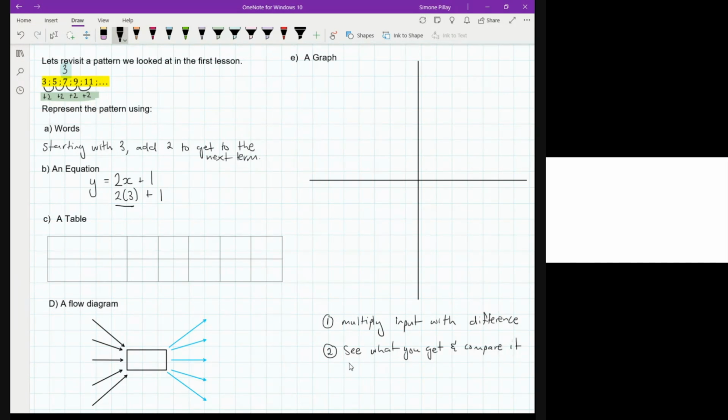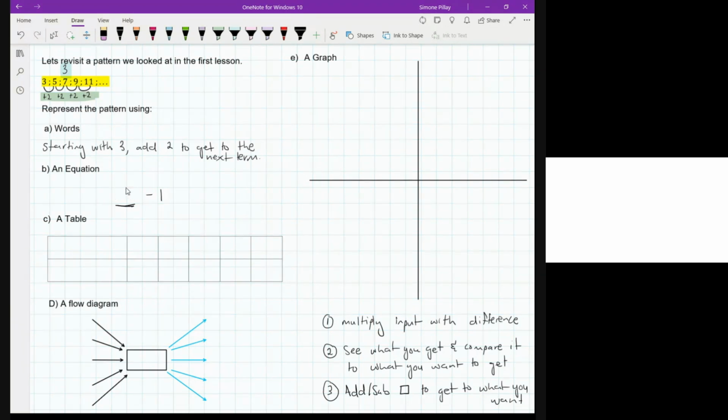Compare it to what you want to get. Cool. So now I saw I got 6, but I wanted to get 7. And so the third thing that you're going to do is add or subtract something to get to what you want. So that is what we did.